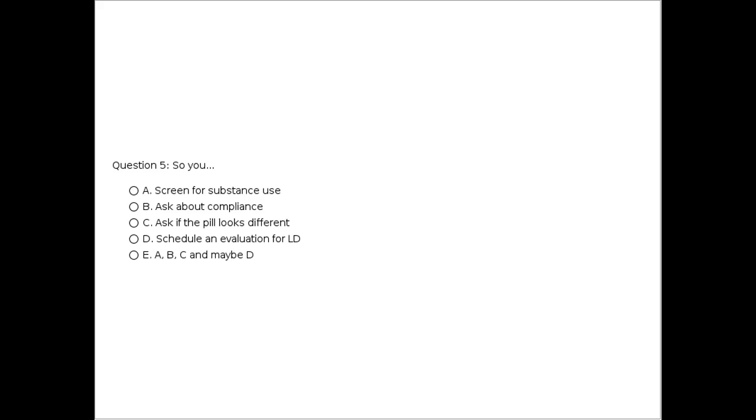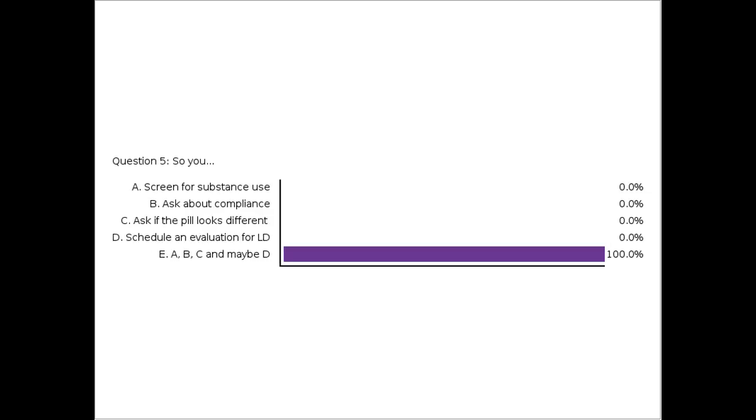So your next move might be to screen for substance abuse, ask about compliance. Is she taking the medicine regularly? Ask if the pill looks different, schedule an evaluation for learning disabilities, or a lot of those, or all of those. So what do y'all think we should do? Or is there one that stands out maybe?